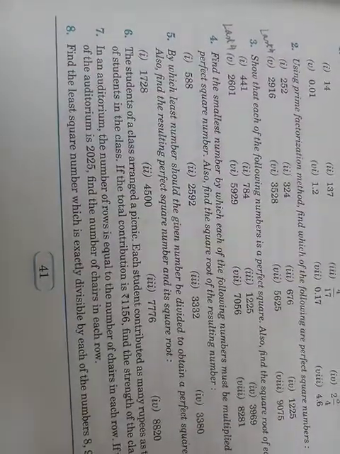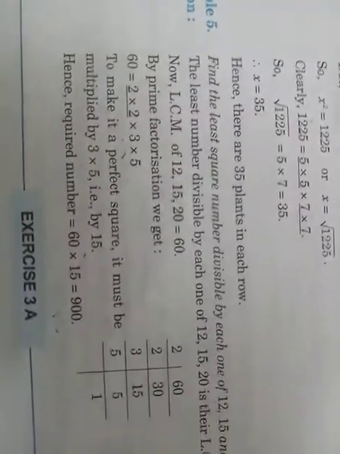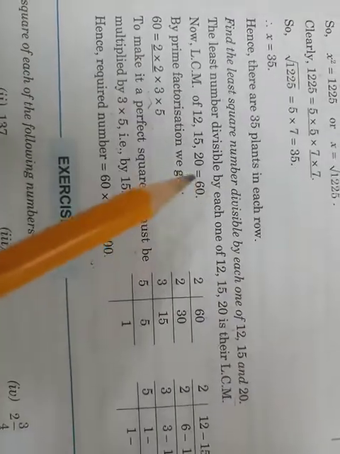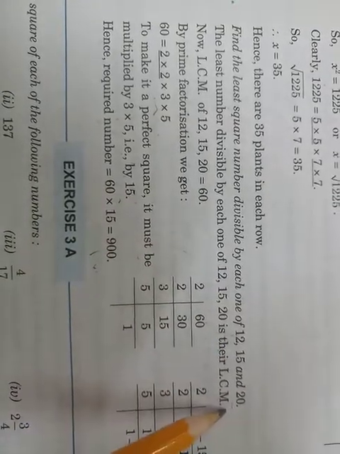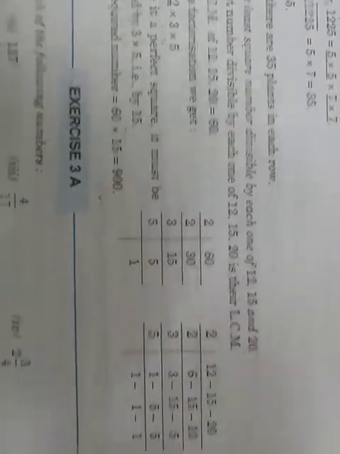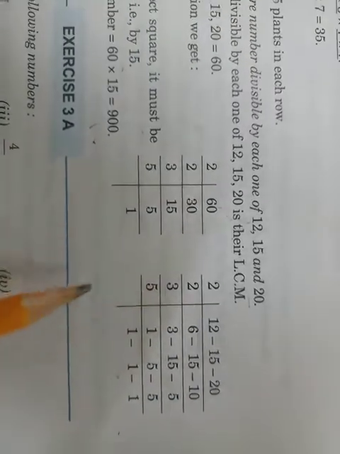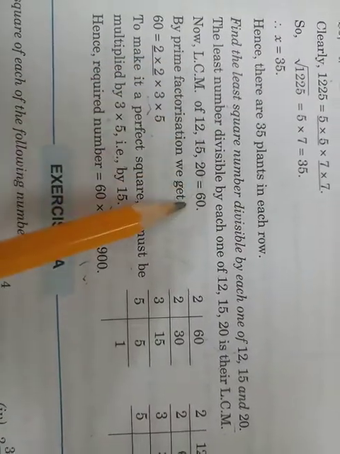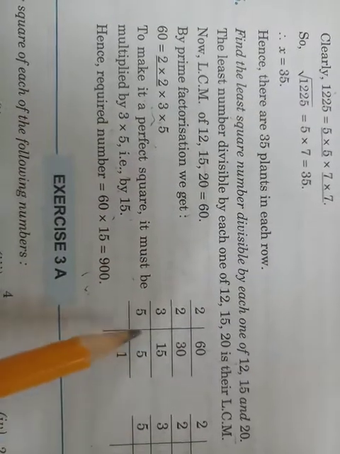Let's have a look at the solution of question number 8. I have taken an example question of the same variety. See example number 5, which is of the same type. Find the least square number divisible by 12, 15 and 20. Whenever they say such things, first we find the least, that is the LCM. So we find the LCM of 12, 15 and 20. When we find it, the LCM is 60. Okay. Now we do the prime factorization of 60 as they have done it here.